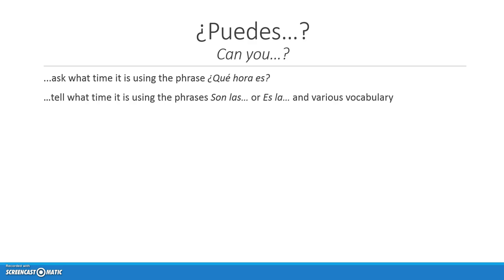Puedes. Can you ask what time it is using the phrase ¿qué hora es? And can you tell what time it is using the phrases son las or es la and various vocabulary? If you can, you met the goals.